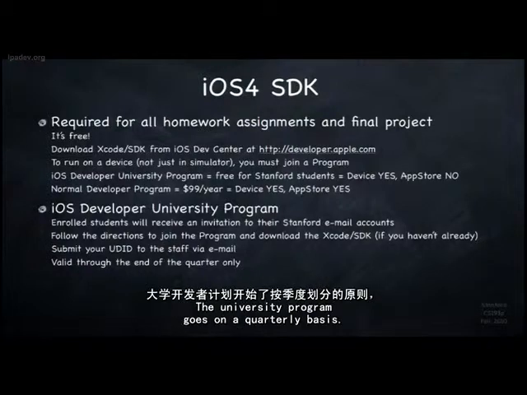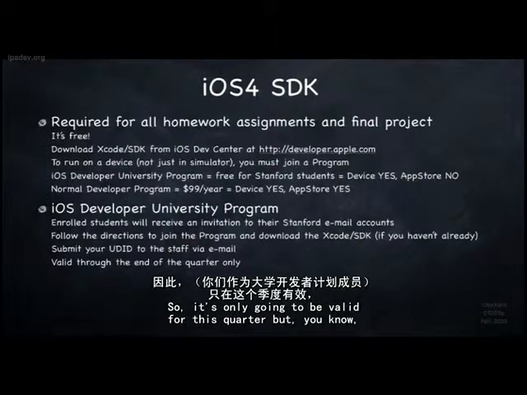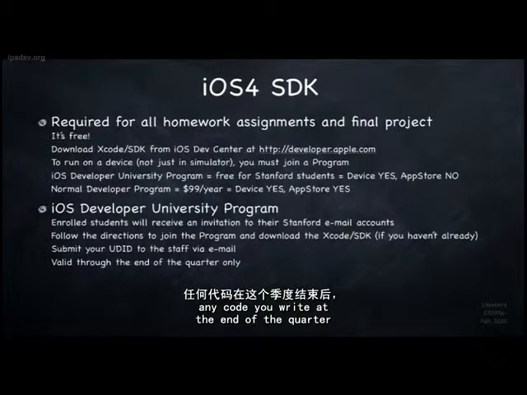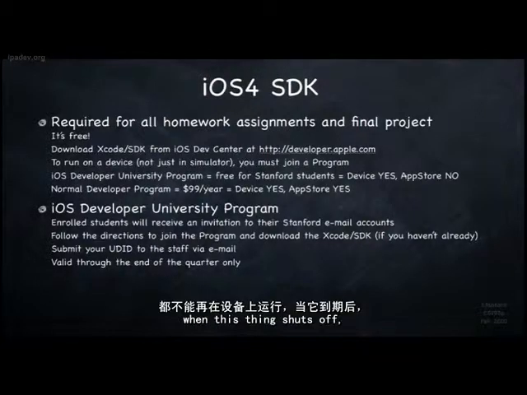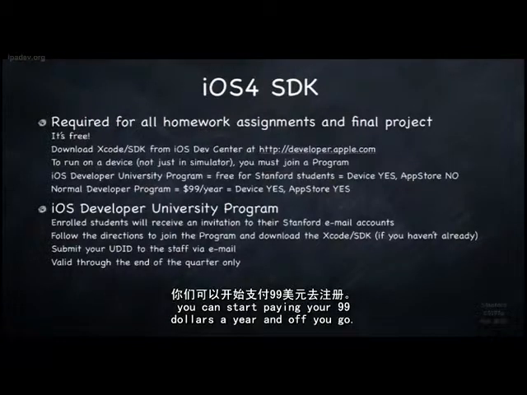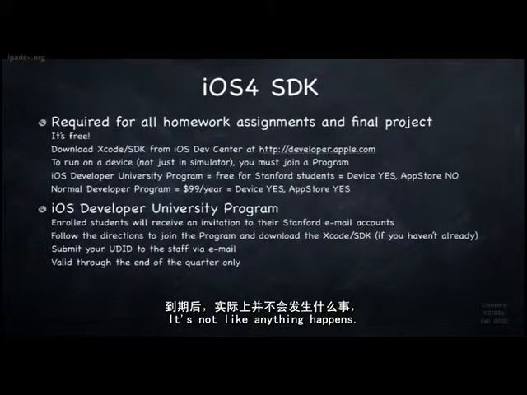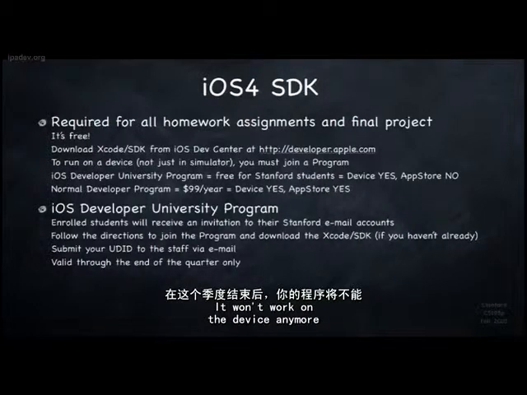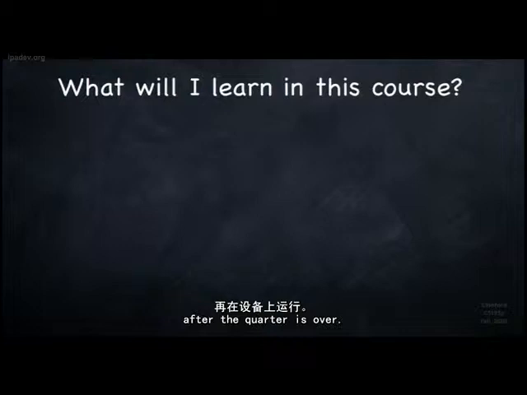The university program goes on a quarterly basis, so it's only going to be valid for this quarter. But any code you write, at the end of the quarter when this thing shuts off, you can start paying your $99 a year, and off you go. It's not like anything happens. It's just that it won't work on the device anymore after the quarter is over.